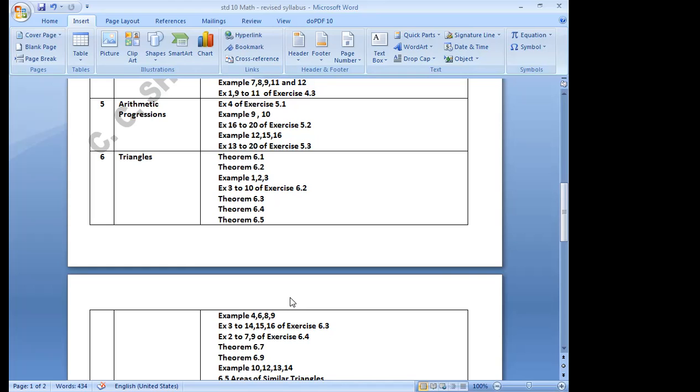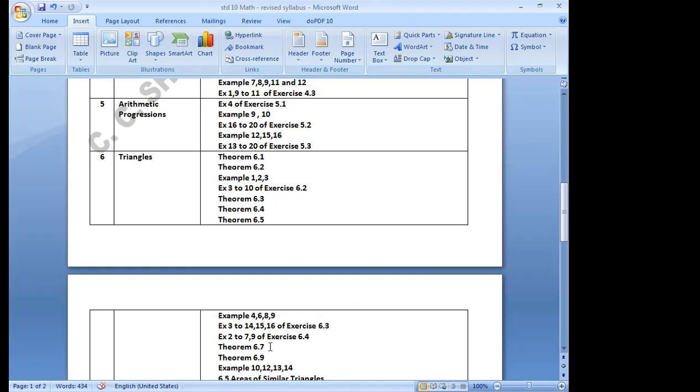Next, on page number 138, exercise 6.3. Question number 1 and 2 are included, while 3 to 14, means 3, 4, 5, 6, 7, 8, 9, 10, 11, 12, 13, 14, as well as 15 and 16, all these are excluded. Only question number 1 and 2 you have to prepare for 6.3 exercise.